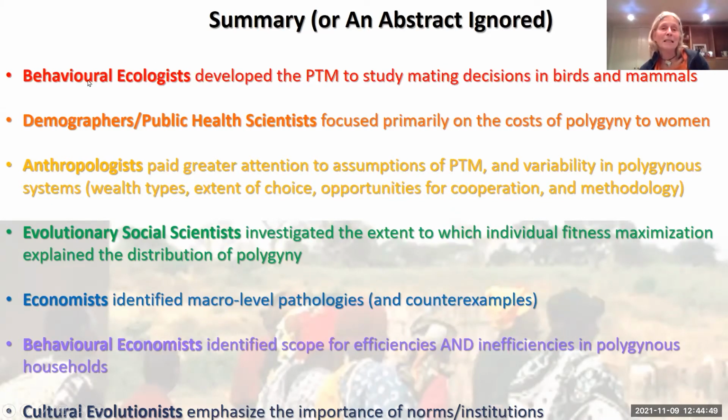Basically, just to summarize by saying, behavioral ecologists developed the polygyny threshold model to study mating decisions in birds and mammals.